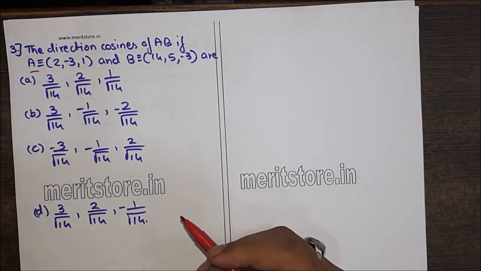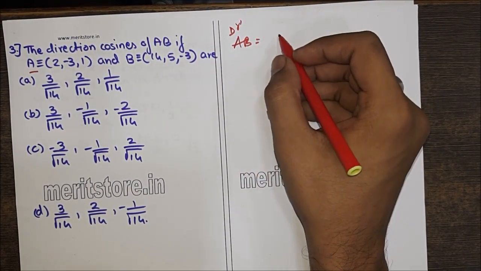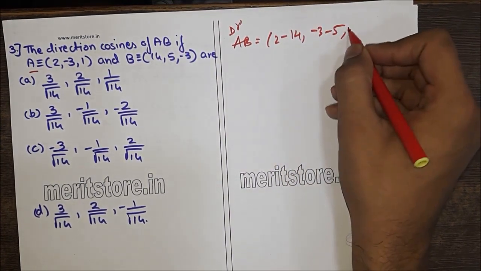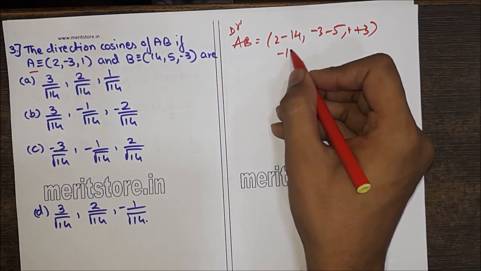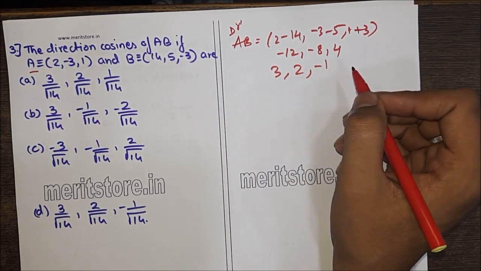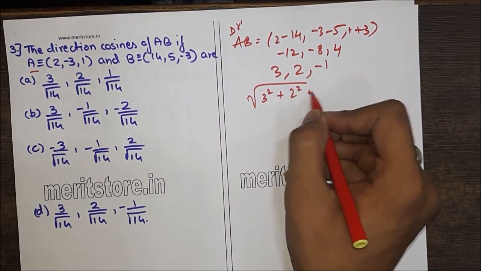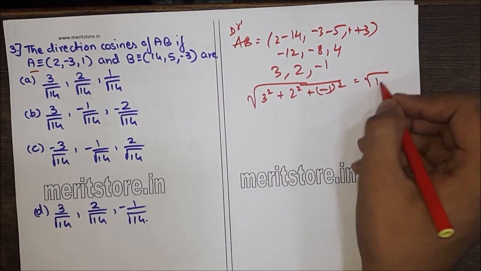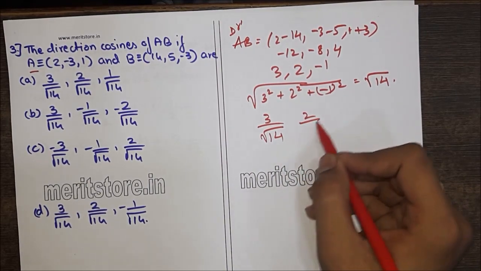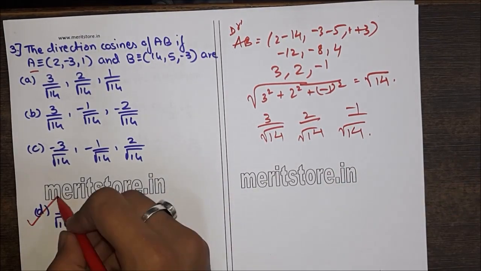Now, firstly, we need to find the direction ratios of A and B. We know how to calculate them, so we would directly calculate them: 2 minus 14, minus 3 minus 5, 1 plus 3. We get them as minus 12, minus 8 and 4. Further simplifying, we get 3, 2 and minus 1. Now, 3 square plus 2 square plus minus 1 square is equal to root of 14. So our correct answer would comprise 3 by root 14, 2 by root 14, and minus 1 by root 14. So our correct answer is option D.